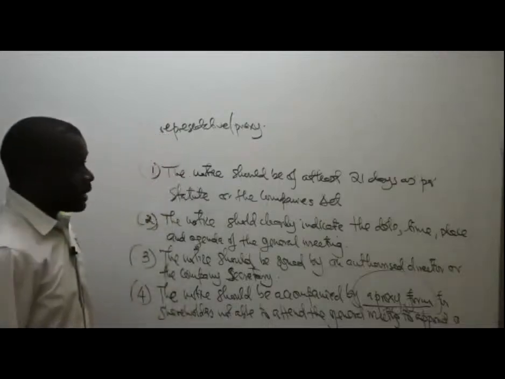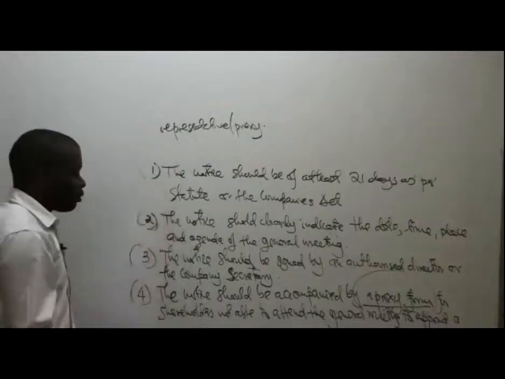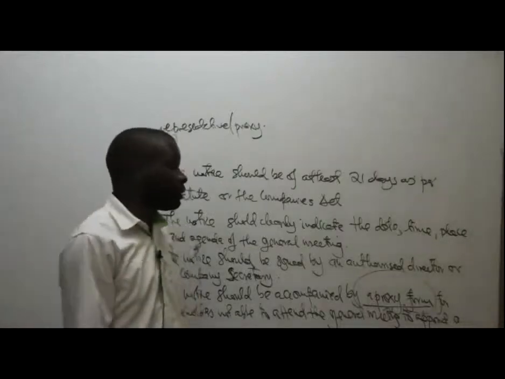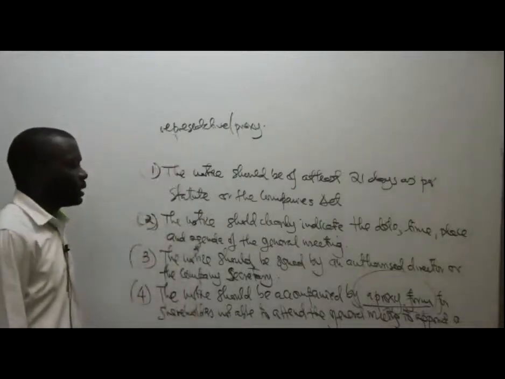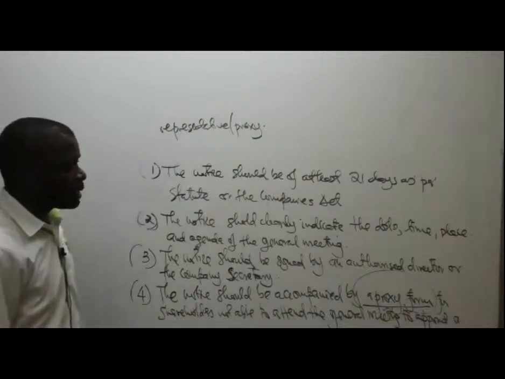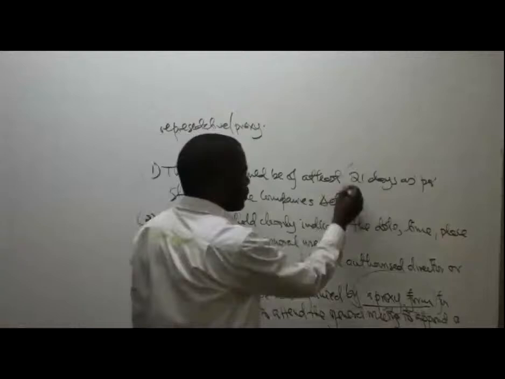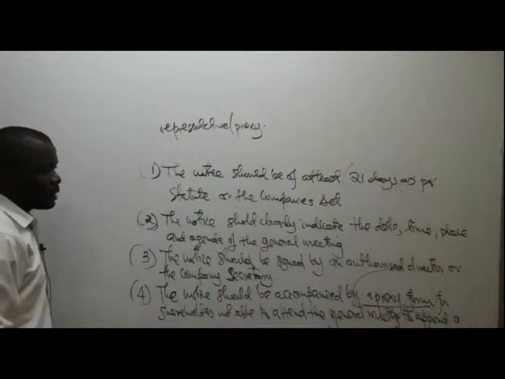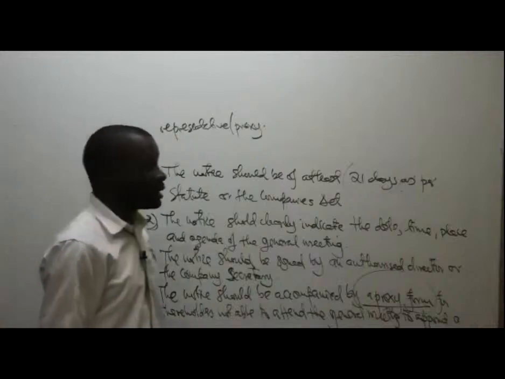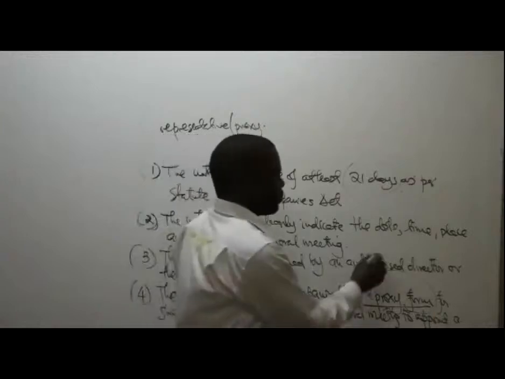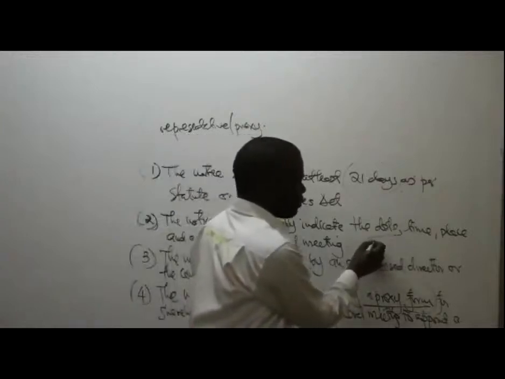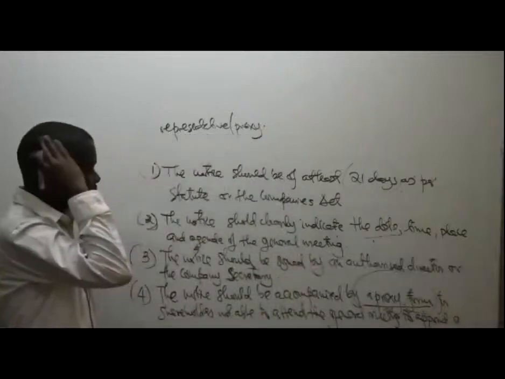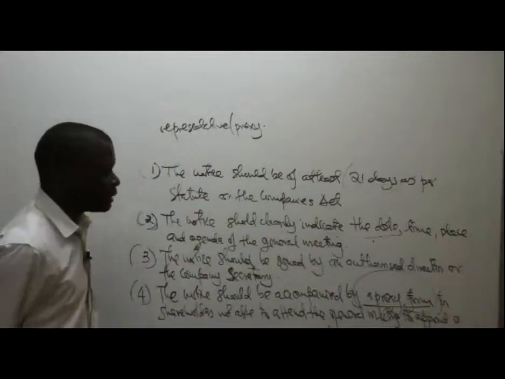So these are the requirements of any notice convening a meeting, in whatever form the company is using to convene it, whether in a newspaper or a radio announcement. They should ensure it is done within a time limit of 21 days before the meeting. The notice will clearly indicate when the meeting will be held, the time, and the place. Is the meeting going to be held at KICC? What will be the agenda at the meeting?